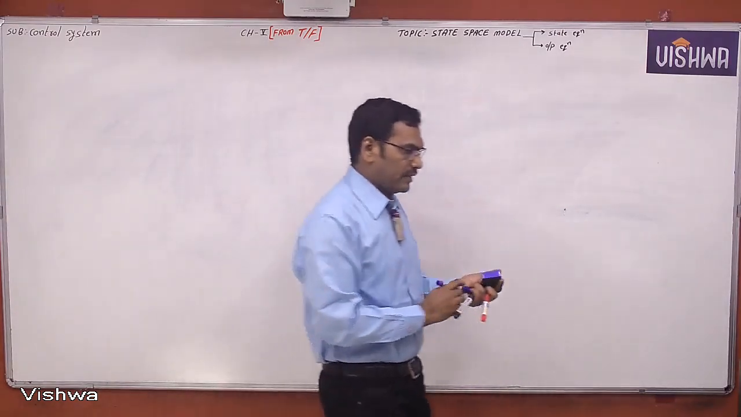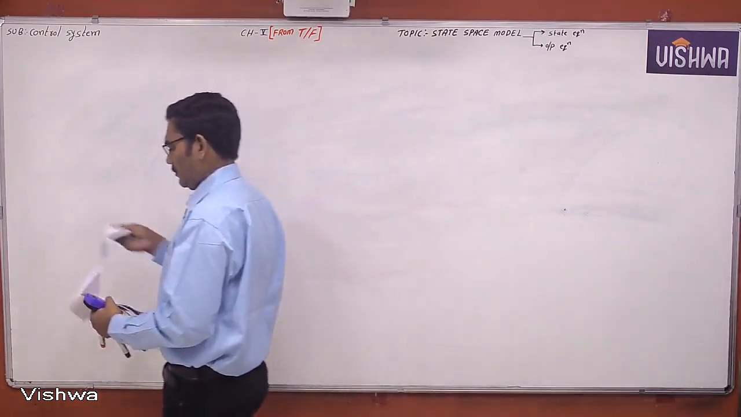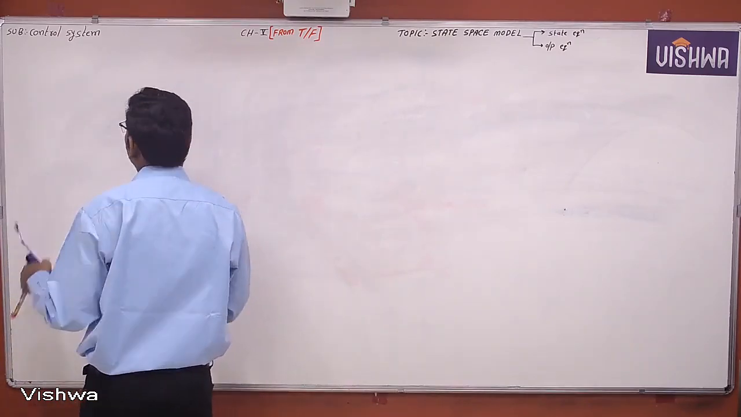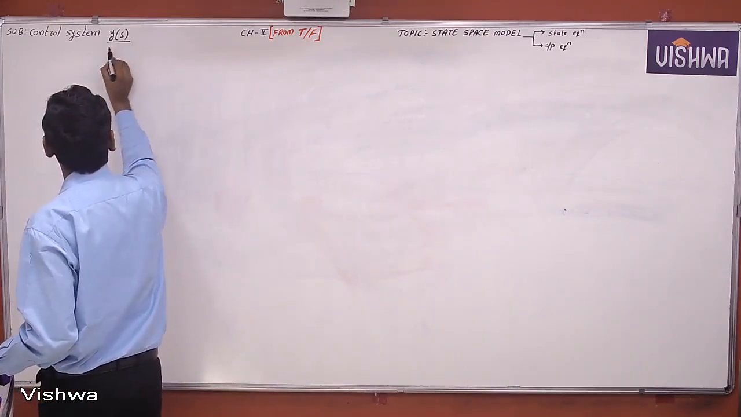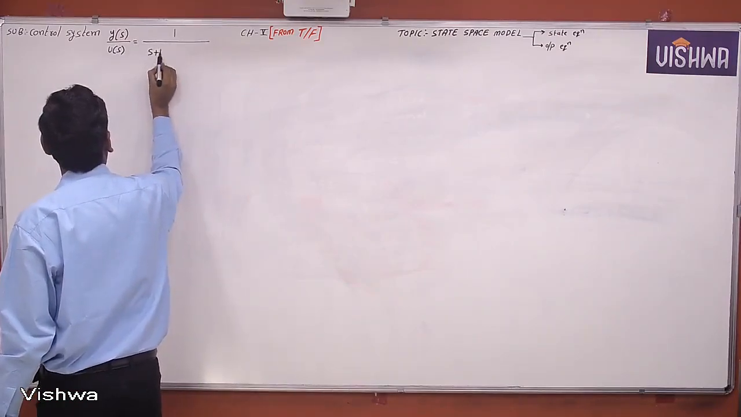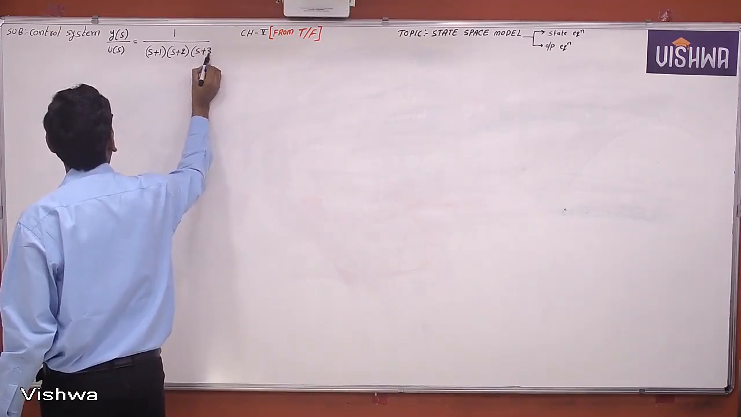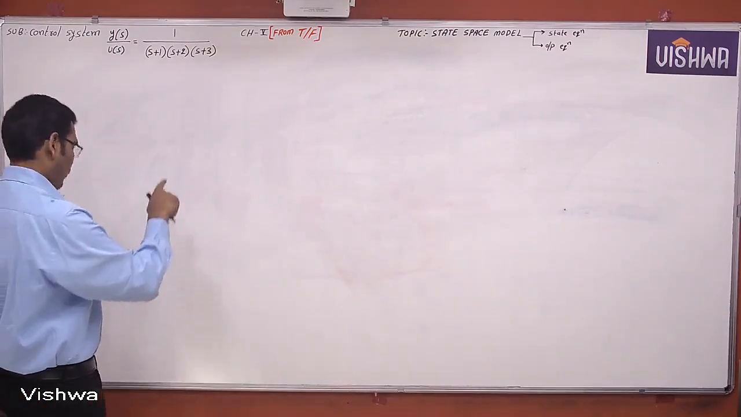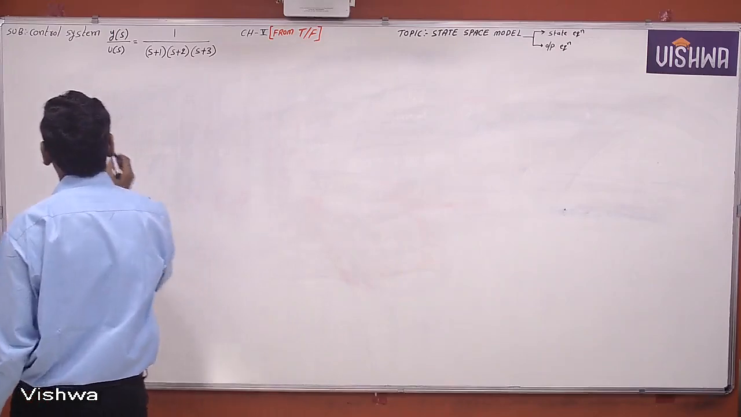Now one more transfer function here. This is the transfer function Y(s)/U(s), which is equal to 1 by (s+1)(s+2)(s+3). Now first we will do the partial fractions for this.